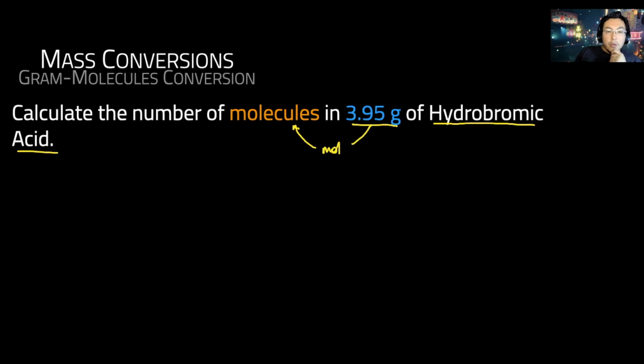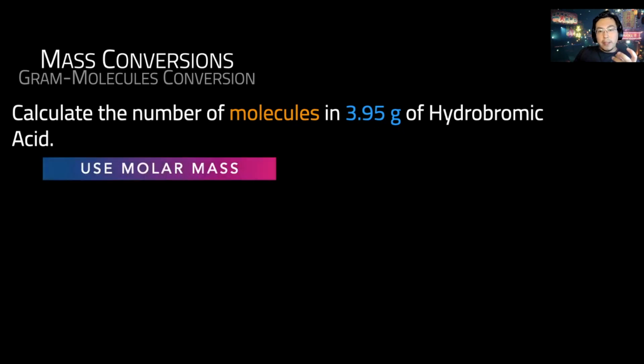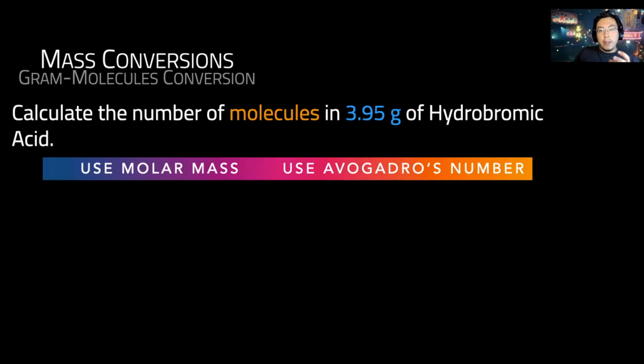So what is hydrobromic acid? Well, hydro means it's a binary, and then it's acid, so a binary acid. So how do we write that? It's important to know because for this problem, we will also be using the molar mass and Avogadro's number, right? So what's the molar mass of hydrobromic acid?